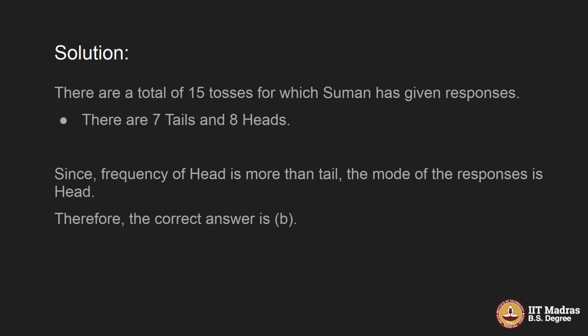There are a total of 15 tosses for which Suman has given responses. There are 7 tails and 8 heads. Since the frequency of head is more than tail, the mode of the response will be head. So option B is correct.